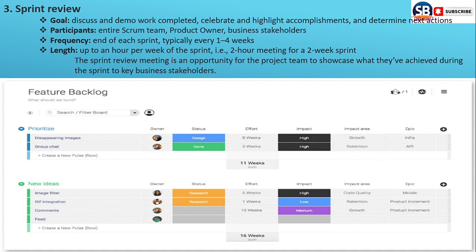The sprint review meeting is an opportunity for the project team to showcase what they have achieved during the sprint to key business stakeholders. See here, future backlog, design, and one by one prioritizing new ideas. The next side is effort, impact, areas, and epic. These are all things you can see. Next is effort and impact, high, low, medium, those kinds of things you can see in the system. This is the system page.